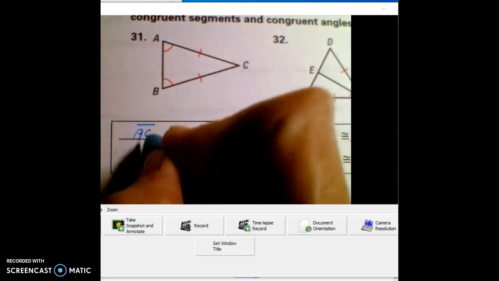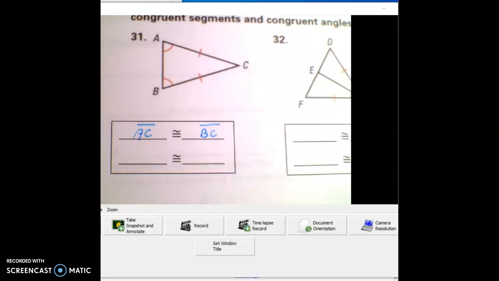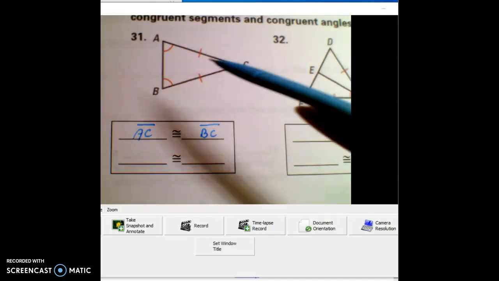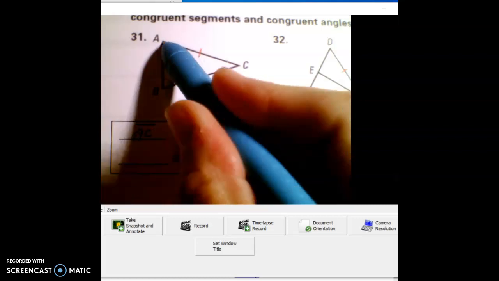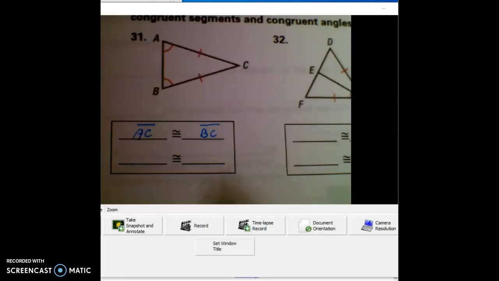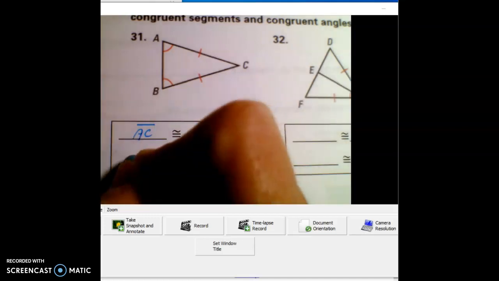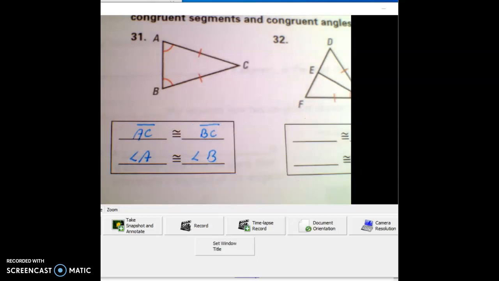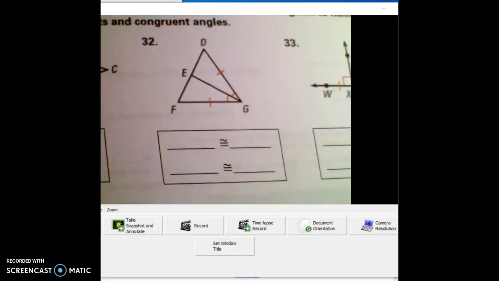I have two angles that are congruent, this one and this one. And since there's no confusing them, there's no reason that I have to use three letters. I could use three letters, B, A, C, to describe this angle, but I don't have to because there's no confusing A. So I can say angle A is congruent to angle B, and that's fine. Okay, let's try this one.